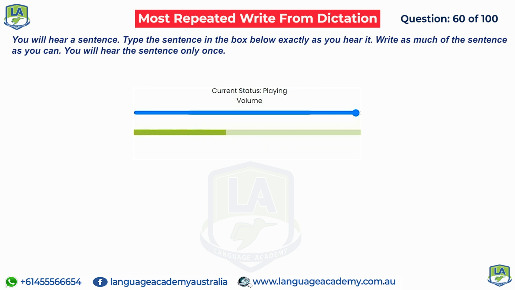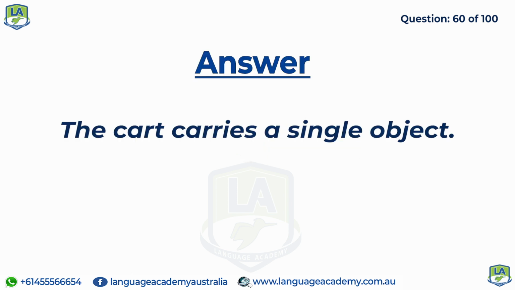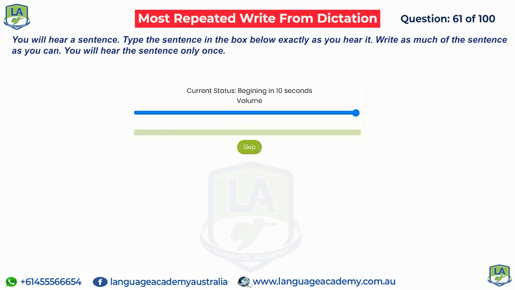The cart carries a single object. The most important process of farming is weeding.